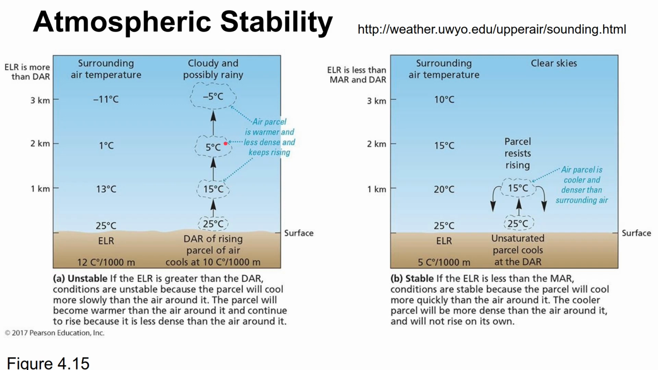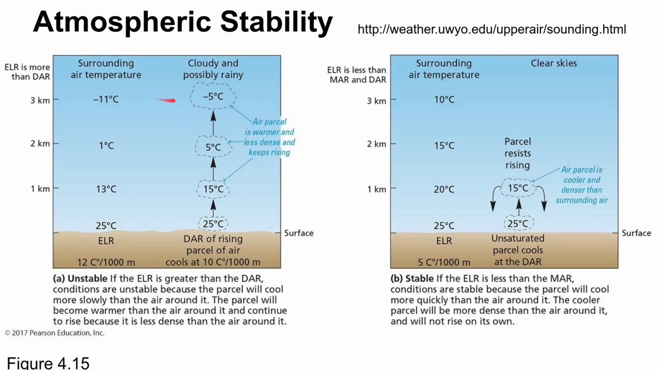So it'll keep rising. At 2 kilometers, it cooled another 10 degrees down to 5. The atmosphere cooled off by 12. So now the atmosphere is cooled down to 1 degree. The parcel has cooled down to 5 degrees. The parcel is 4 degrees warmer than the atmosphere.